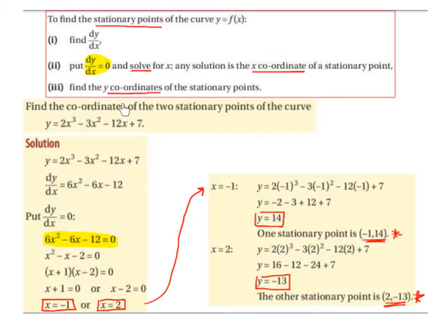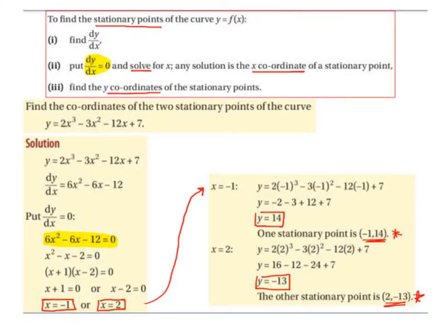Find the coordinates of the two stationary points of the curve y equals 2x cubed minus 3x squared minus 12x plus 7. So our curve is y equals 2x cubed minus 3x squared minus 12x plus 7. So dy dx, the derivative, is 6x squared minus 6x minus 12. So we put dy dx equal to 0. So we say 6x squared minus 6x minus 12 is equal to 0. And we divide across by 6 to get x squared minus x minus 2 is equal to 0.